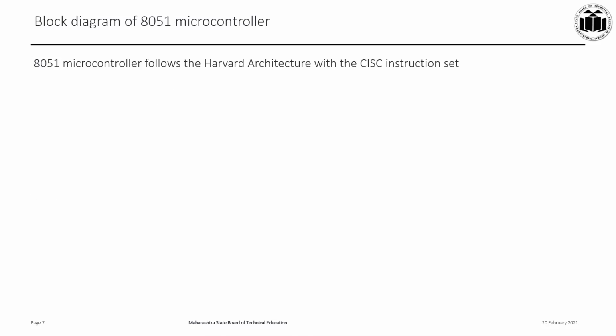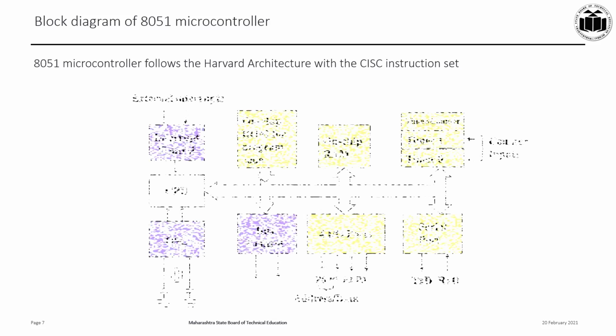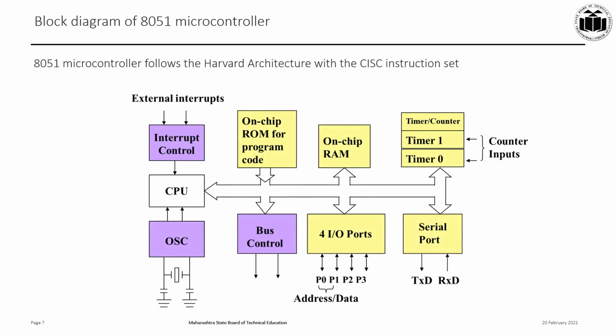The block diagram of 8051 microcontroller. You can see here the block diagram of an 8051 microcontroller, and the microcontroller follows the Harvard architecture. So in the diagram, as you can see, you have separate on-chip RAM and separate on-chip ROM available. Also, it follows the CISC instruction set, which is the complex instruction set computer, where the instructions are fewer in number but they are complex.